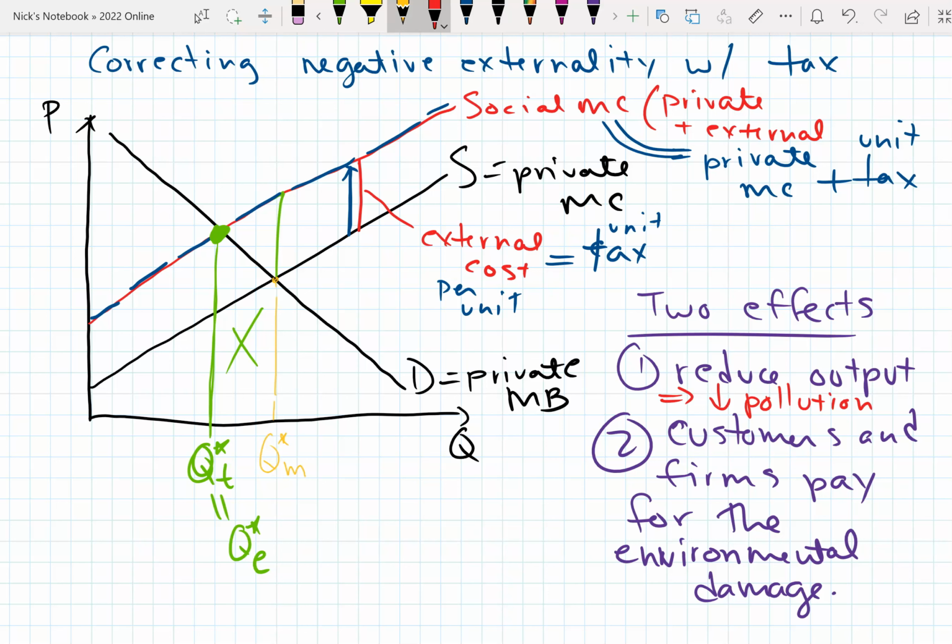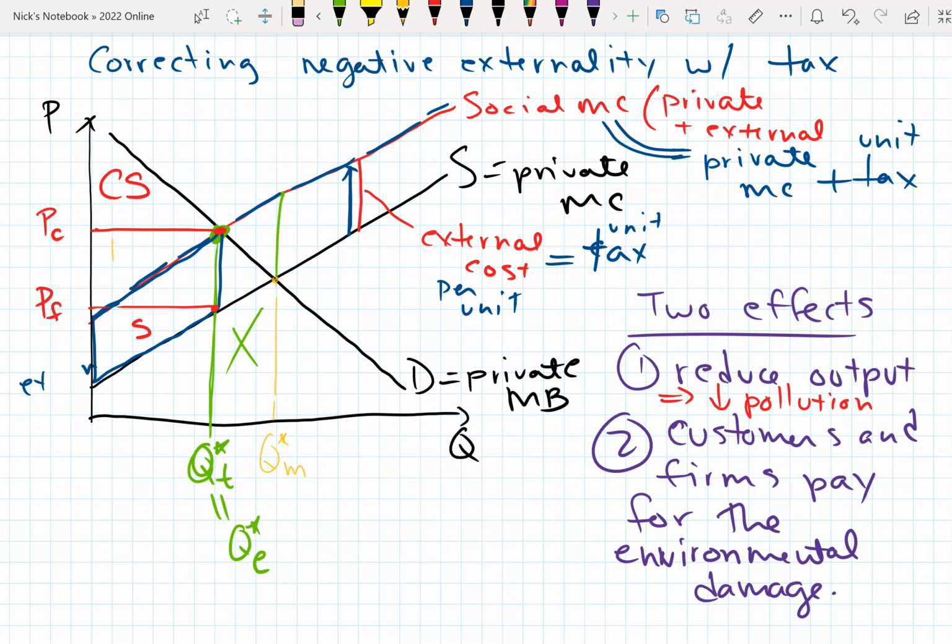Okay, so let's take a look at this. What I want to do here is show the surplus that each of the actors gets in this market. First of all, for the consumer, they pay this price. This is the price for the consumer, so this is their consumer surplus. For the producer, they receive this price after the tax. This is the price for the firm, so this is their producer surplus. And then finally, this in-between part is the tax.